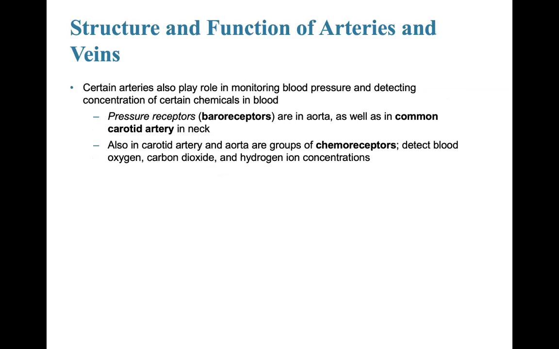Certain arteries can also play a role in monitoring blood pressure and detecting concentrations of certain chemicals in the blood, and therefore will have different types of receptors. There are various pressure receptors, which are called baroreceptors, in the aorta, as well as the common carotid artery in the neck. This is an important artery too because it's going to supply up the head towards the brain.